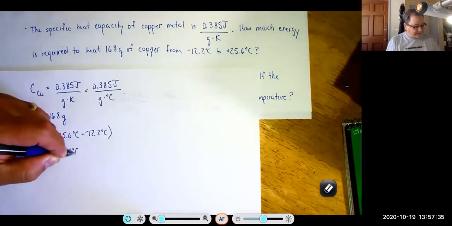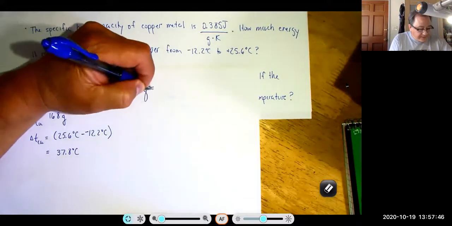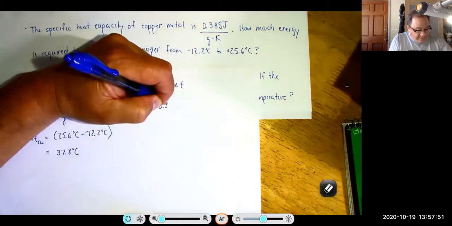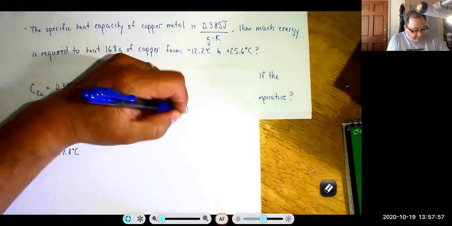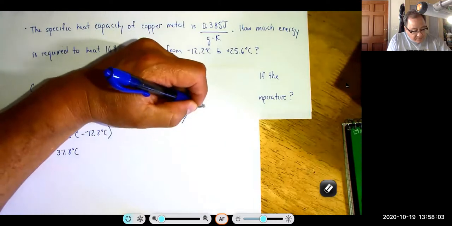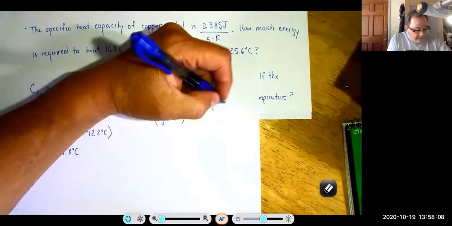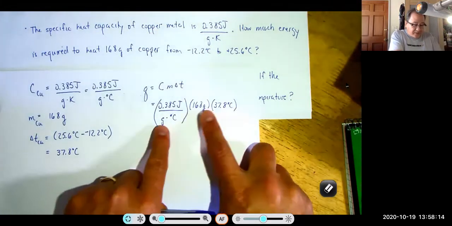37.8 degrees Celsius. So we have our three values here. And now all we have to do to calculate the energy required is to use the formula Q equals Cm delta T. So C is 0.385 joules per gram per degree Celsius. So I'm going to put parentheses around that. The mass is 168 grams. So I'm going to put parentheses around that. And the change in temp is going to be 37.8 degrees Celsius. You can see that the degrees Celsius cancel, the grams cancel, and we're left with joules.